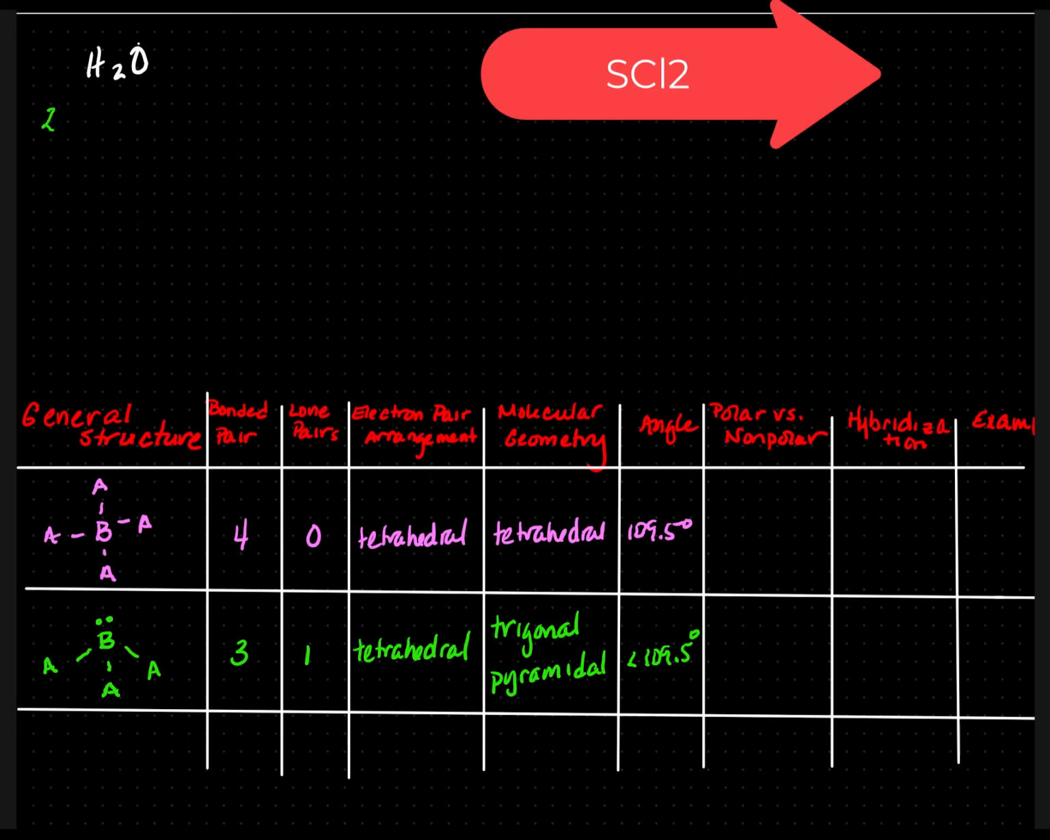Hydrogen, there are 2 of them, each with 1 valence electron, plus 6 from the oxygen. This is 8 total electrons. Central atom has to be oxygen because hydrogen can only make 1 bond. Hydrogen fulfills the duet rule. Oxygen is deficient 4 electrons, so we have 4 electrons or 2 lone pairs. If I count, there are 8 electrons in the Lewis dot structure, which matches the valence electrons.